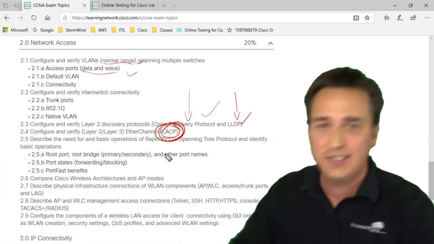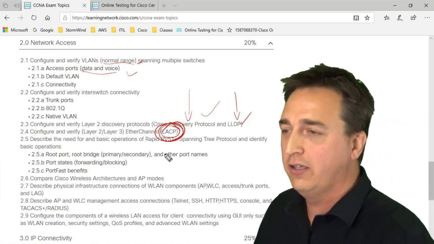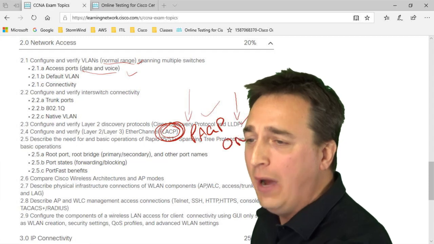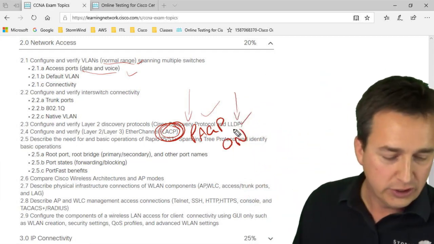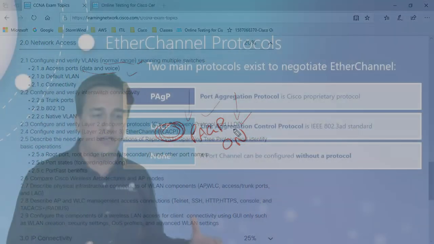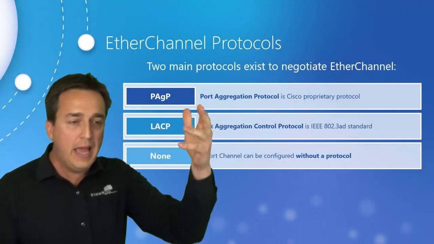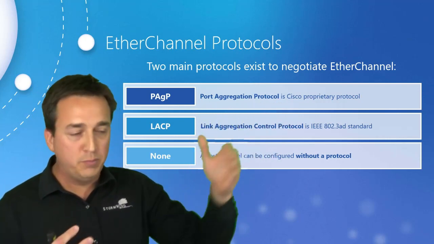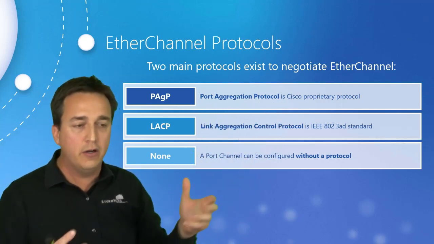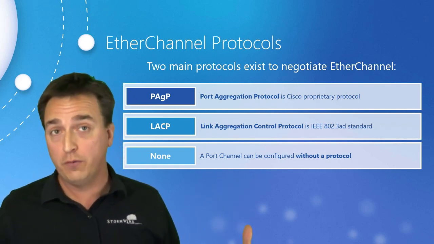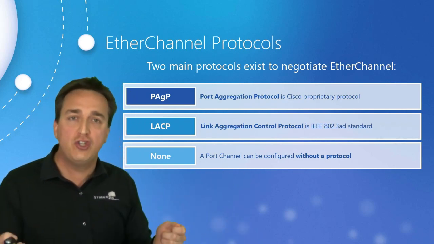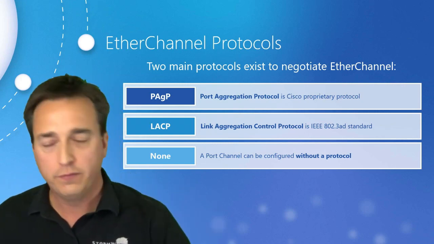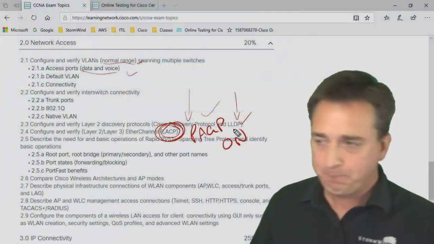It should say LACP. It should also include PAgP, so Port Aggregation Protocol, as well as the option of ON, just like we've always had before. So that hasn't changed from older editions of CCNA. So PAgP, LACP, none, knowing PAgP's proprietary, LACP's industry standard, none is not using a protocol for EtherChannel. And then the configuration and the options and the ramifications of choosing the wrong options are critical for your exam success as well.